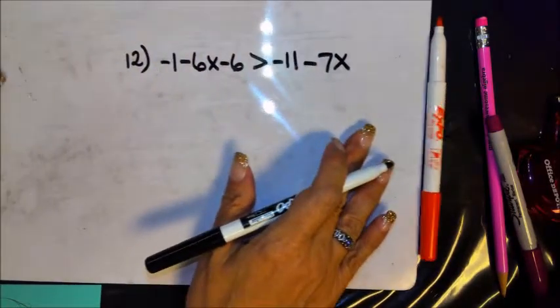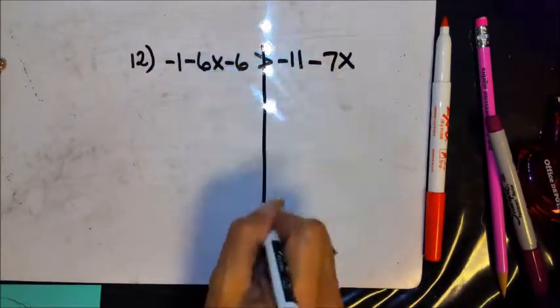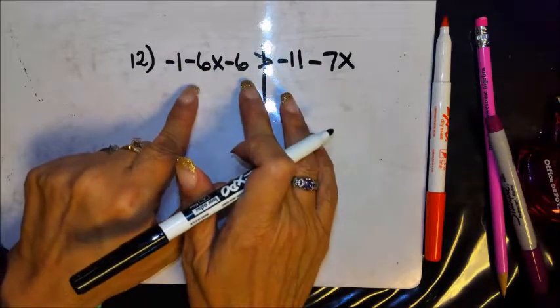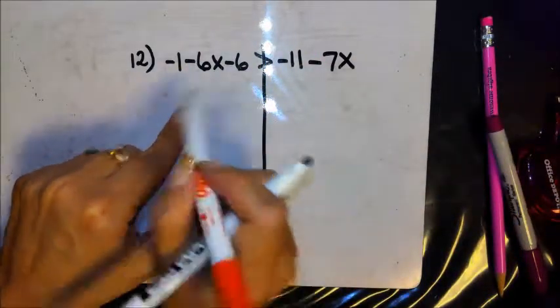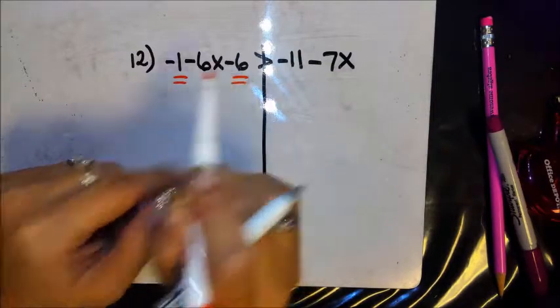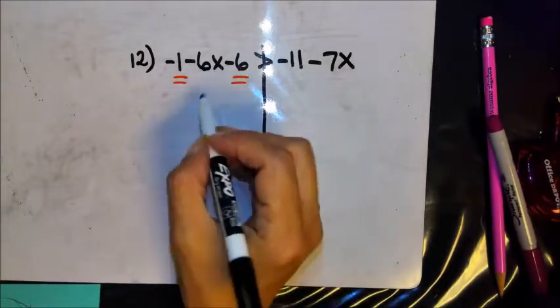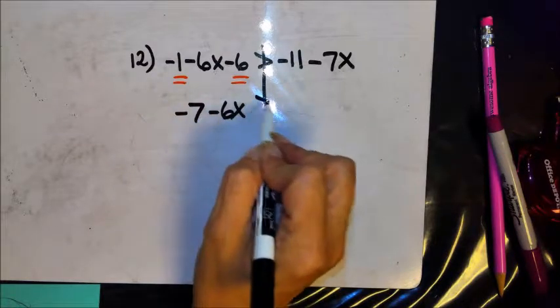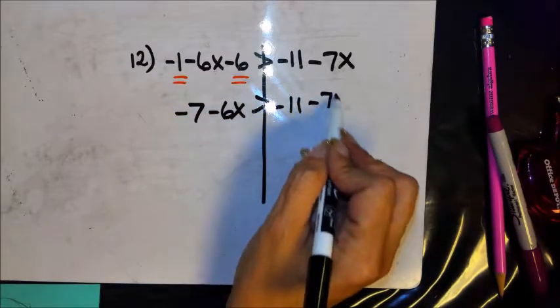All right. I'm going to draw my line. On this side, there's not anything I can put together, but on this side, I'm looking for like terms, and I see -1 and -6. I'm going to mush those together and get -7 minus 6x greater than -11 minus 7x.